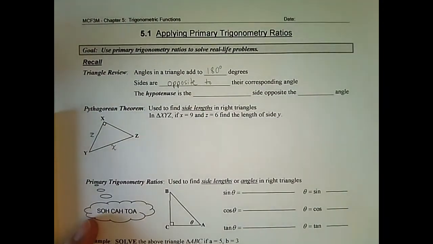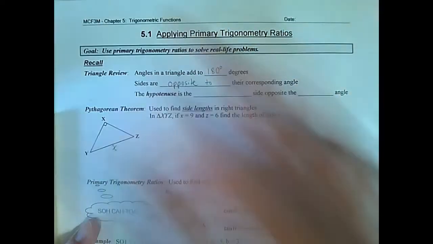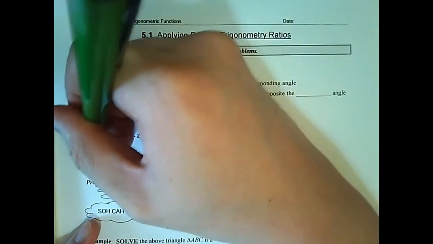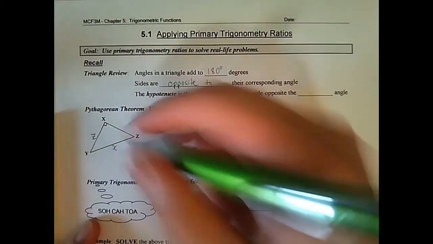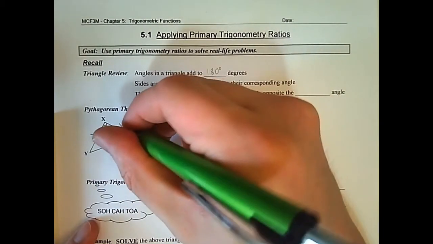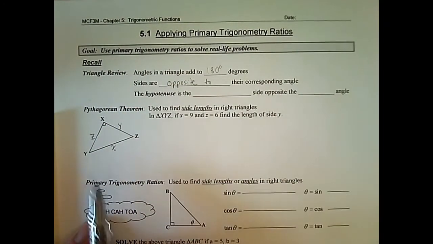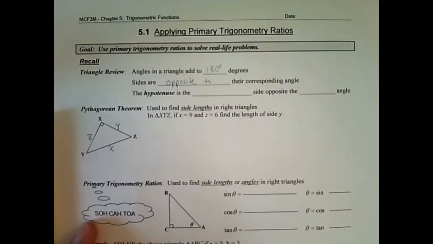That's a bad z. A lowercase z. And this is angle y, so opposite angle y is going to be side y, which is a lowercase letter. So we use capital letters for angles, lowercase for sides.